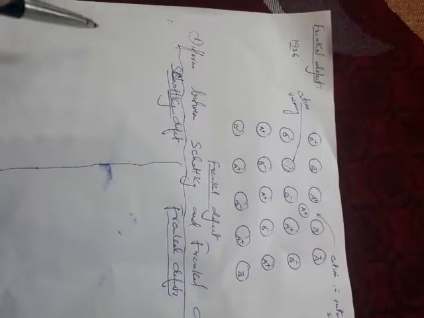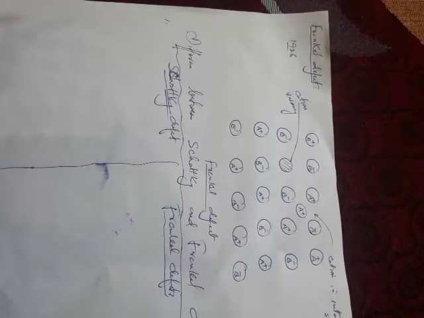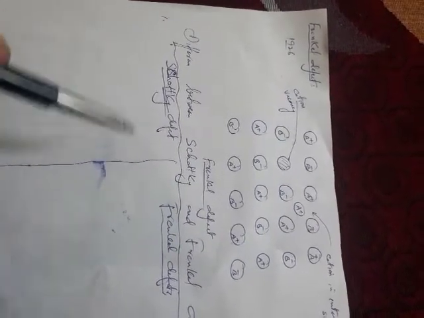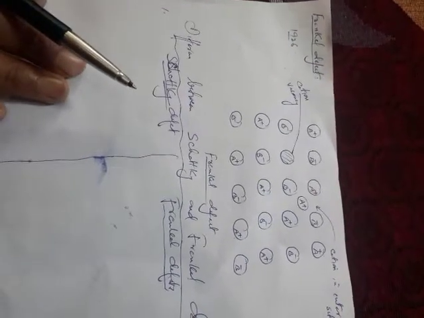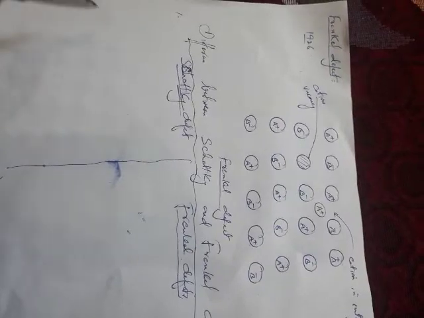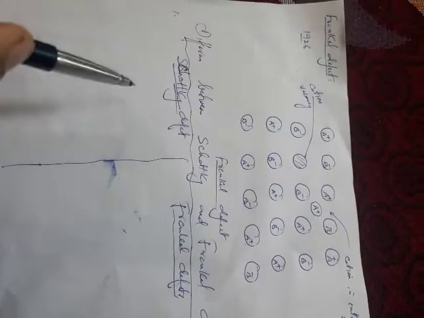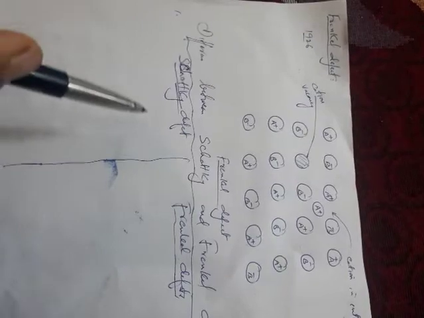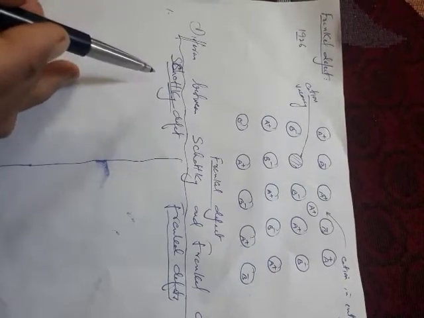Now, as I have told you, both of these defects are stoichiometric defects, and we see that in both these defects, the ratio between the oppositely charged ions, cations and anions, always remains the same. So this is a stoichiometric defect.